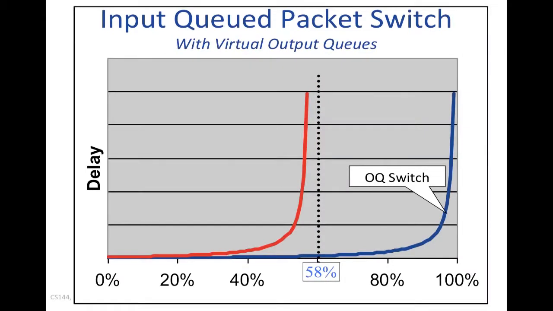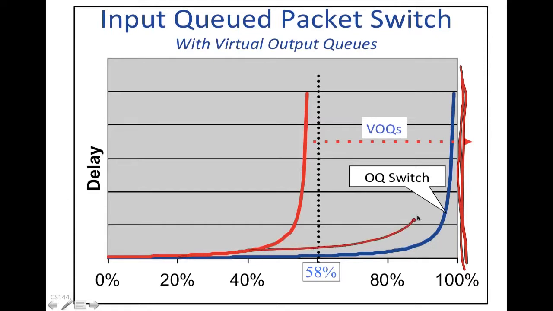But if we use virtual output queues, this 58% gets pushed back up again to the full 100% of the system. It doesn't entirely match the output queued switch. The asymptote will still be 100% over here. Actually, with virtual output queues, the delay will be slightly higher, but the asymptote is to 100%.